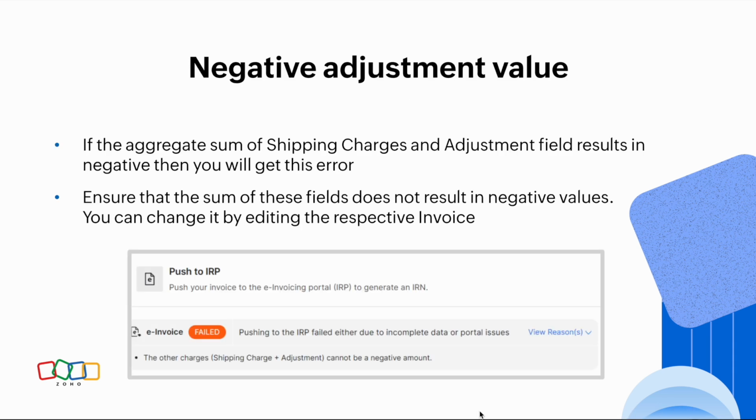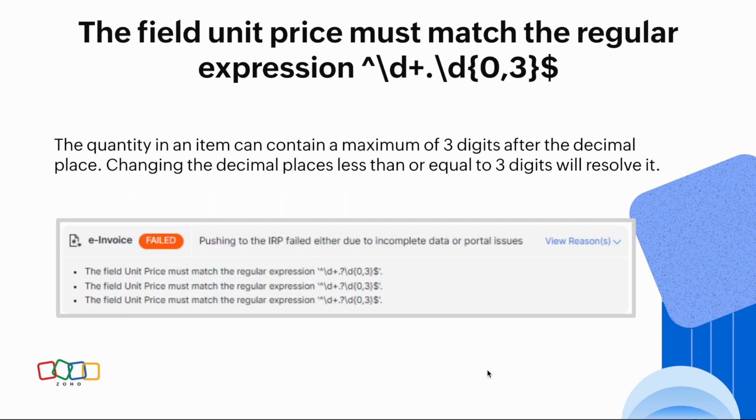The IRP portal will not accept any negative value. So if there are any shipping charges or adjustment values which result in a negative figure, then you have to make the necessary changes and ensure that it does not result in a negative value, and then push the transactions to IRP. This error will be thrown if the decimal digits of the quantity mentioned in the invoice cross more than 3 digits. So changing the decimal places to less than or equal to 3 digits will solve this error.